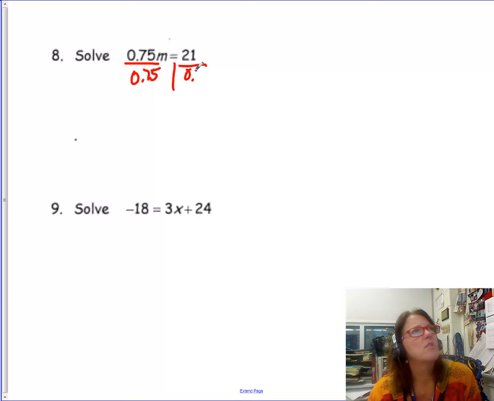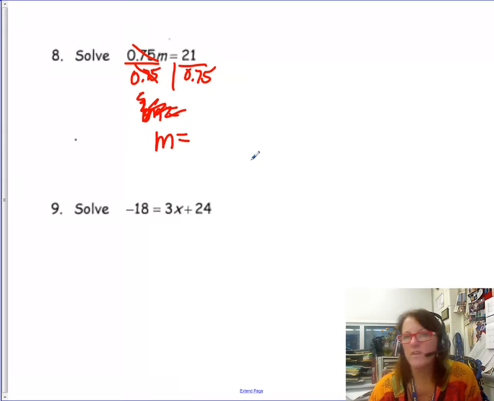Show your work, show your work, show your work. Here we go. Divide, divide. I get 1m, or just m. Sometimes I write the 1, sometimes I don't. You can go either way. If you just put the variable m, that's fine. All right, now, go ahead and divide this.